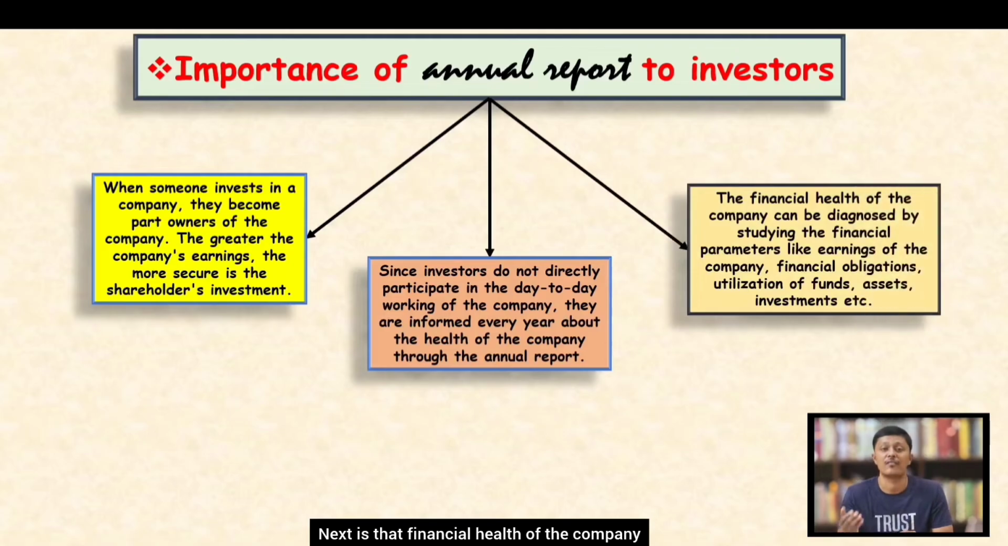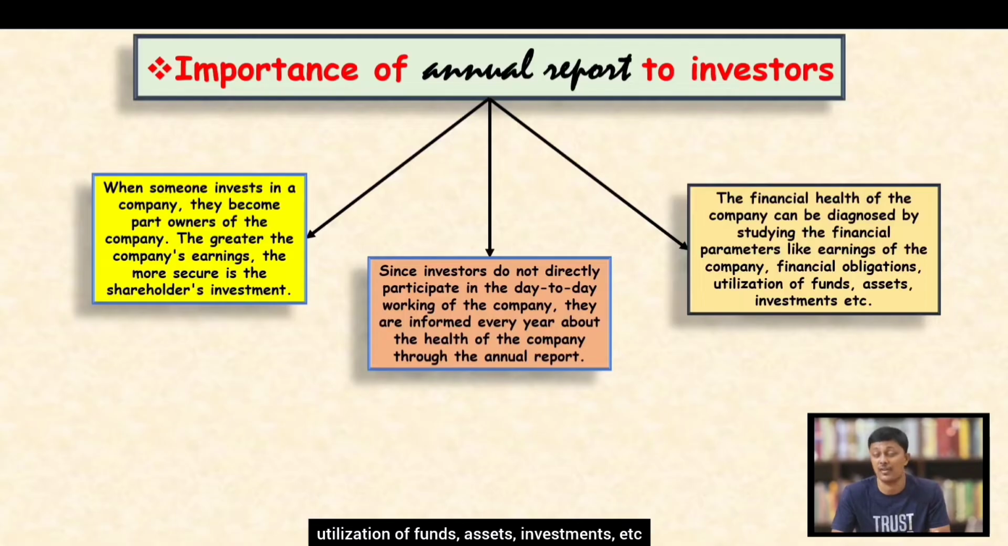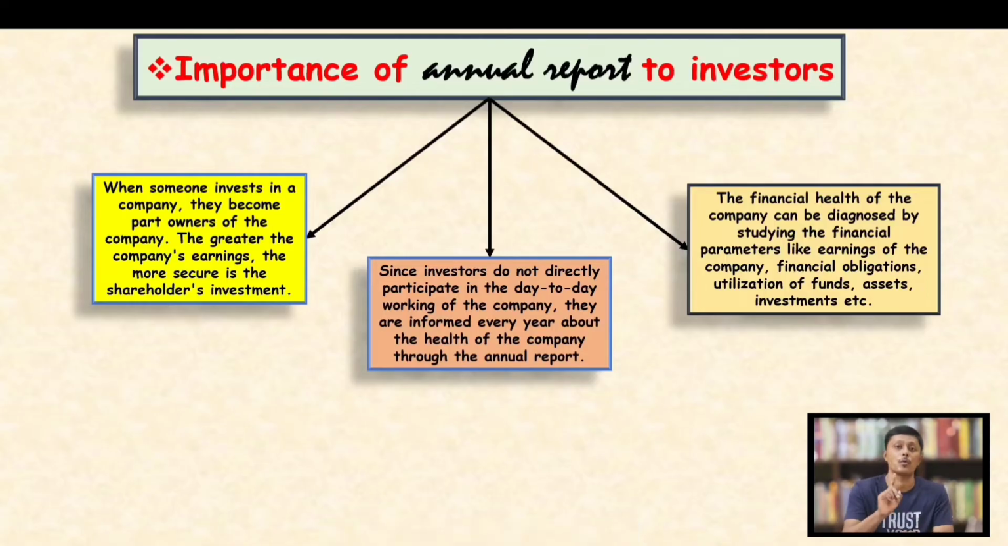Next is that the financial health of the company can be diagnosed by studying financial parameters like earnings of the company, financial obligations, utilization of funds, assets, investments, etc. So the investors again get the basic ideas as well as the financial health and operations, or what activities the company has already completed so far. These factors together are given to the investors through these annual reports. So to the investors, these annual reports indeed have significance.